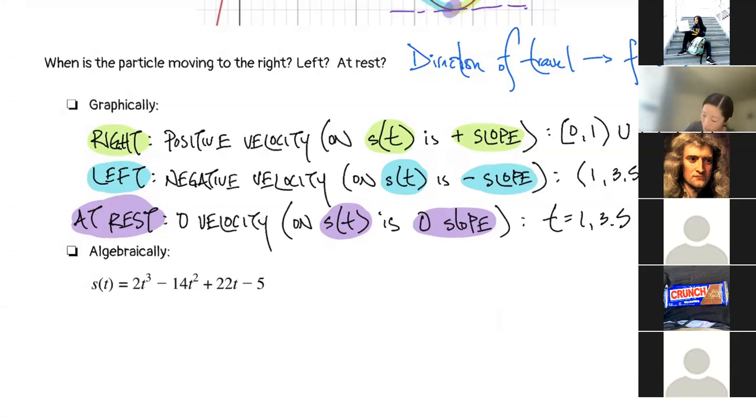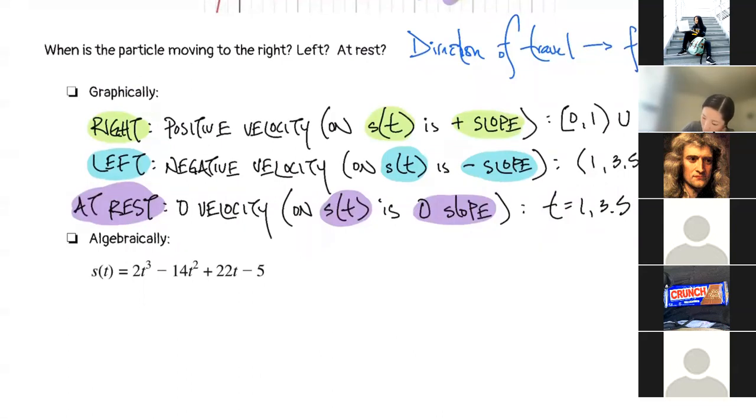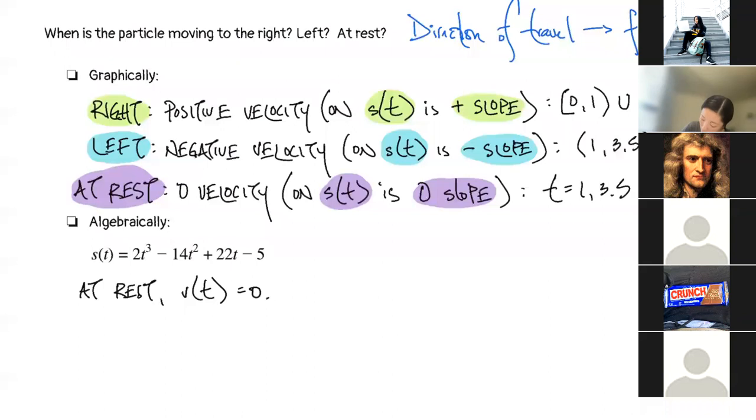And so if we wanted to find out when something is at rest, so we could say, at rest, v of t will equal 0. Okay. So at rest, v of t is going to equal 0. And so let's go ahead and find our v of t. All right. And I think Antonio already put that in there, that v of t is equal to s prime of t, or the derivative. And so thank goodness, no chain rule, no fraction powers, it's just power rule all the way through.